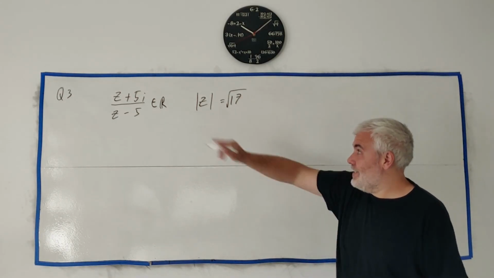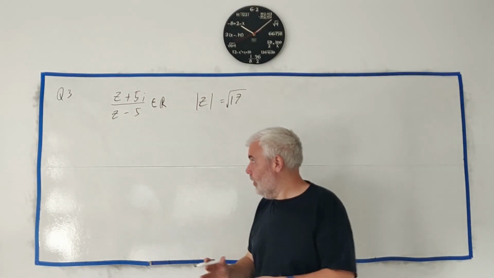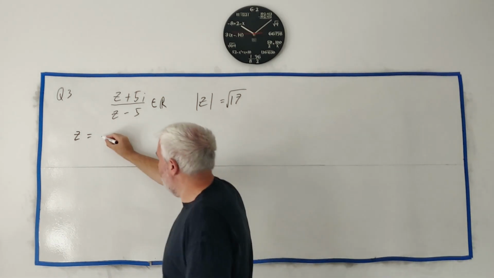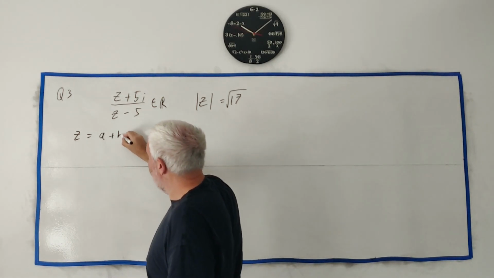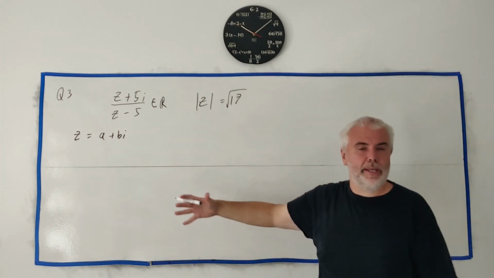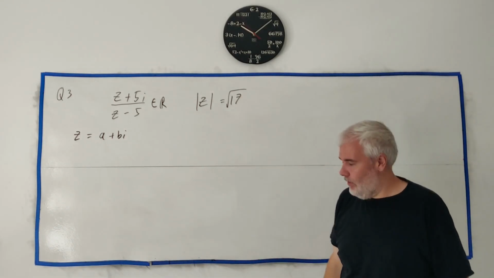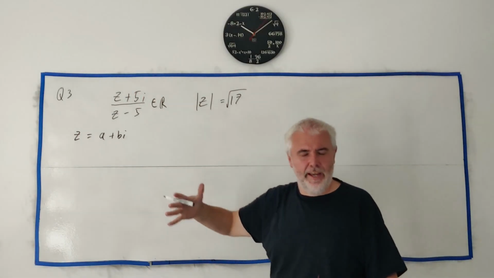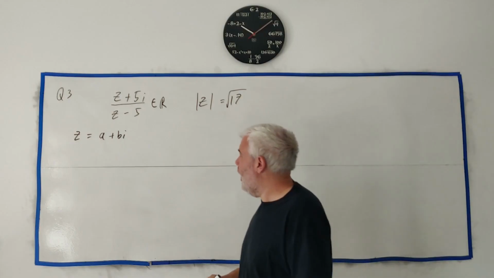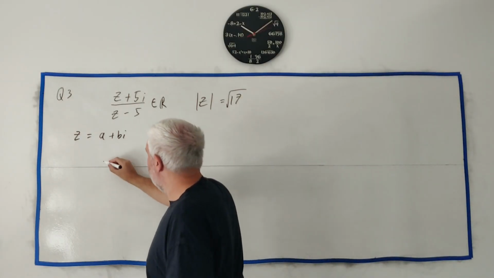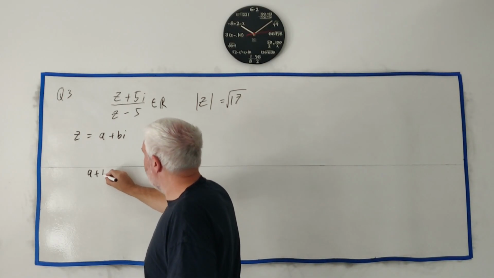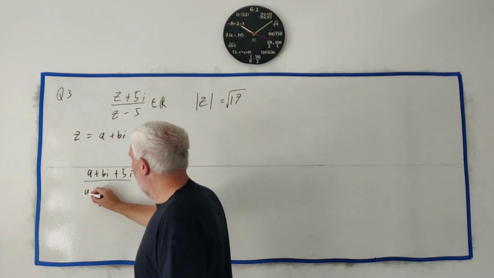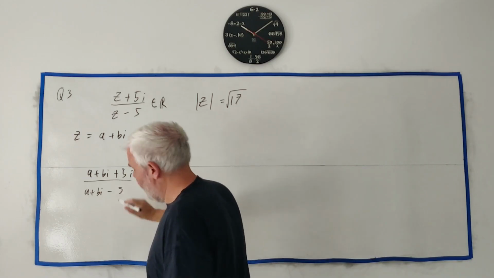First of all, z is a complex number. So I'm going to rewrite z as z is equal to, and you pick any letters you want, a plus bi, where a and b are just real numbers themselves. And I'm going to rewrite this whole thing with this new notation. So instead of z, I'm going to write a plus bi plus 5i. Instead of z in the bottom, a plus bi minus 5.